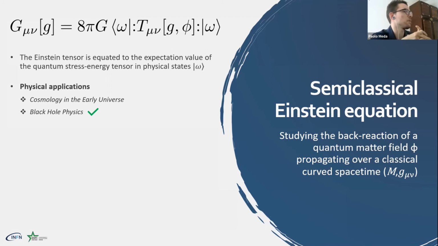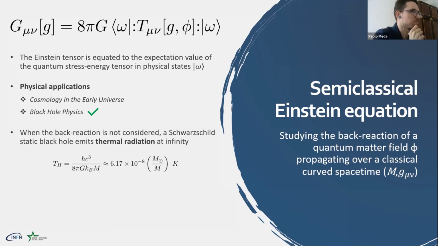Or alternatively, you can also apply this equation in the context of black holes. In particular, probably the most famous result about quantum field theory on black holes was due to Hawking, who proved that when you do not consider the back reaction of the matter field, a Schwarzschild black hole emits thermal radiation at infinity, at a temperature, the so-called Hawking temperature, that is proportional to the inverse of the mass of your black hole.